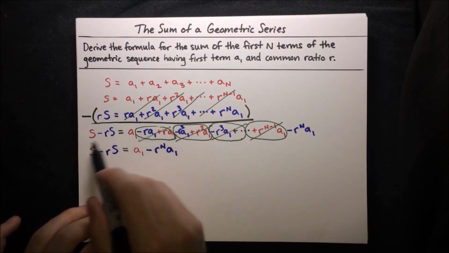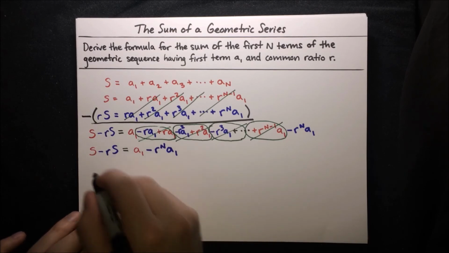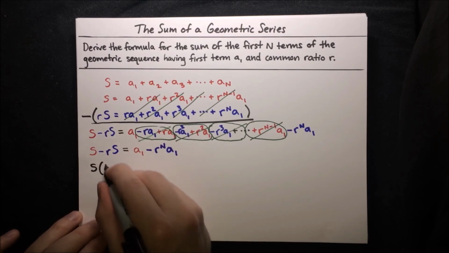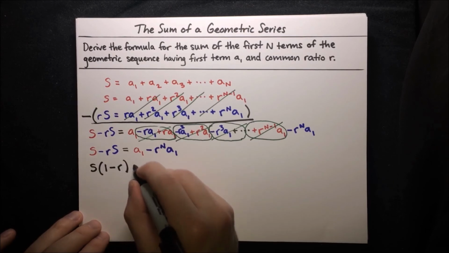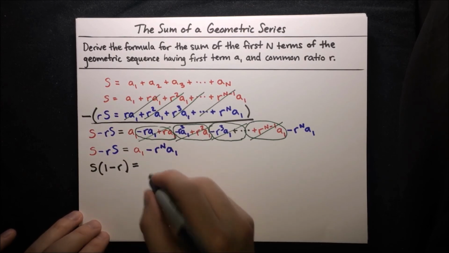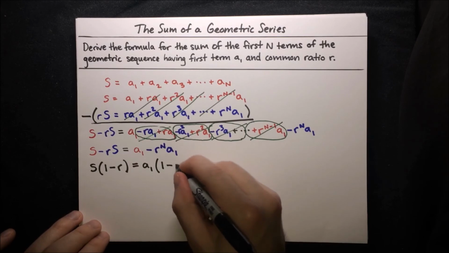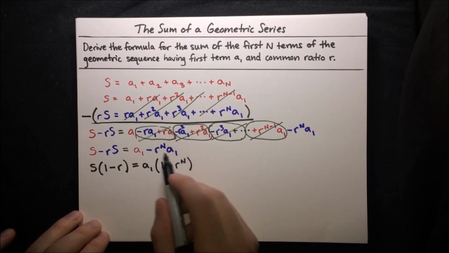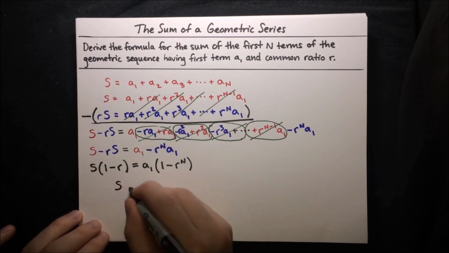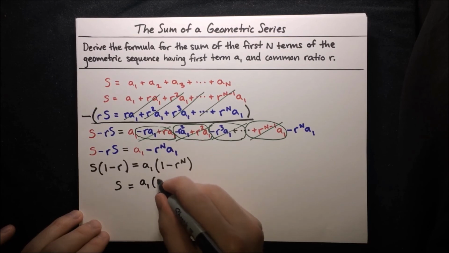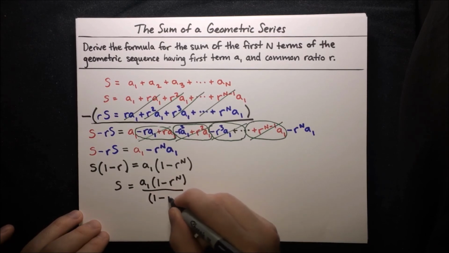So now we've got a nice compact equation and we just want to solve for S. So let's go ahead and factor S out of the left hand side. S times 1 is S, then S times minus r is minus rS. And then on the right hand side, notice that we can factor out an a1. So a1 times 1 makes a1, a1 times minus r to the n makes minus r to the n a1. Now we can just divide both sides by 1 minus r and get that S is equal to a1 times 1 minus r to the n over 1 minus r.